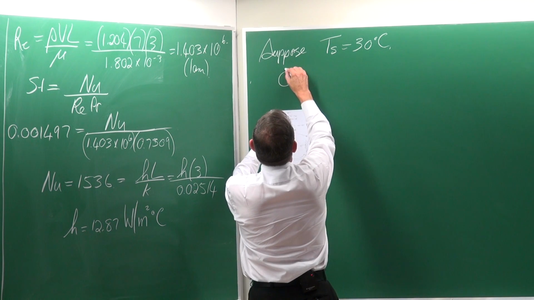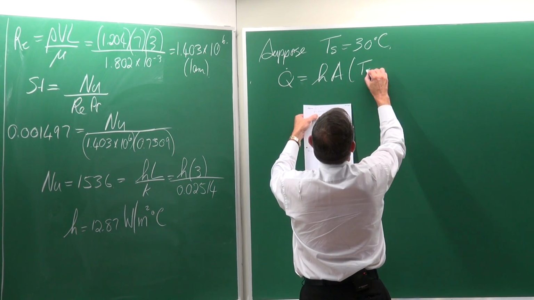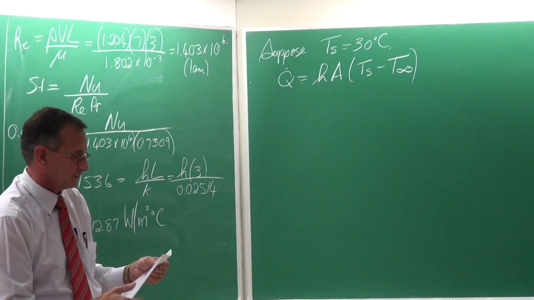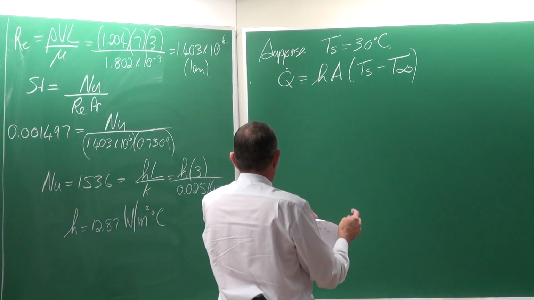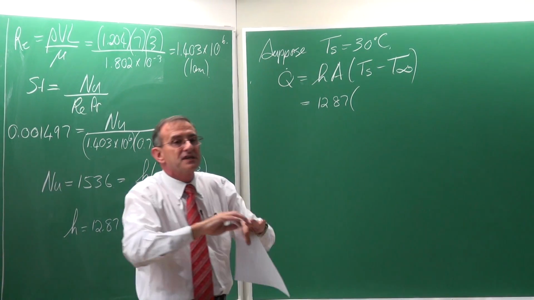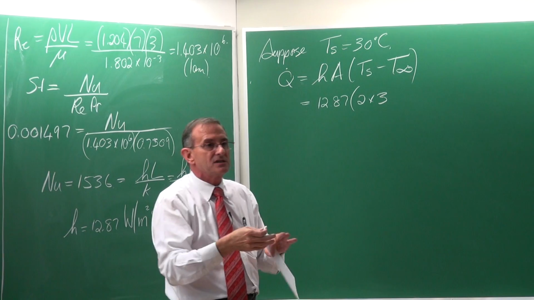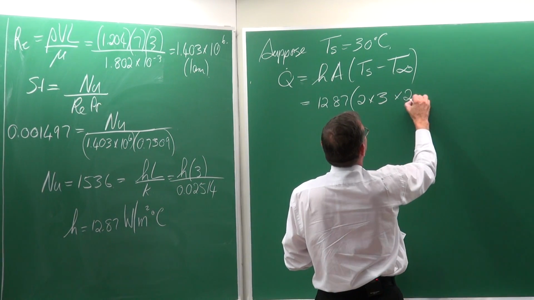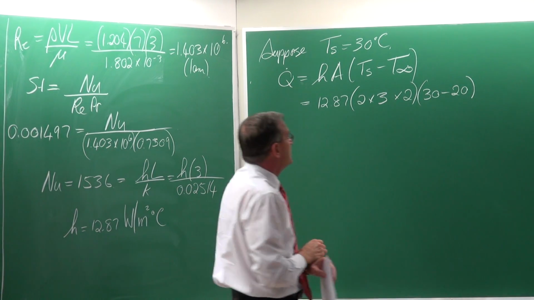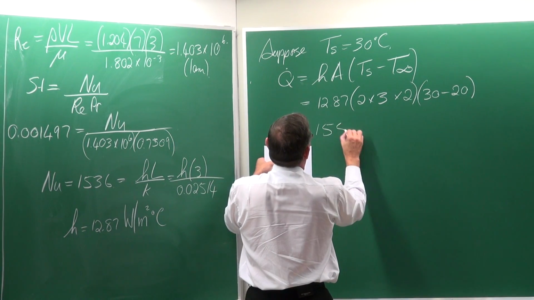Then the heat transfer rate is going to be the heat transfer coefficient multiplied by the surface area multiplied by the temperature difference, Ts minus T infinite. The heat transfer coefficient is equal to 12.87. The surface area, again, both sides of the plate. So not only 2 by 3 meters, 2 by 3 multiplied by 2. The surface temperature is 30 minus the free-stream temperature is 20, and then we can determine the heat transfer rate is equal to 1,554 watts.